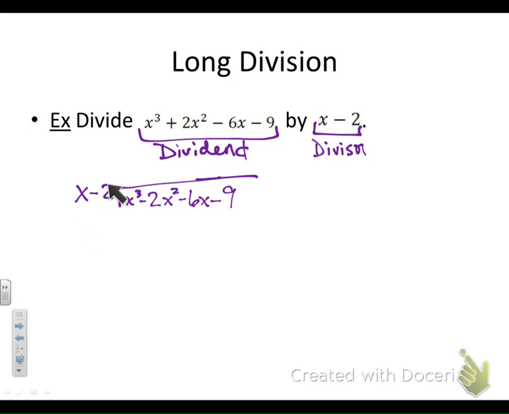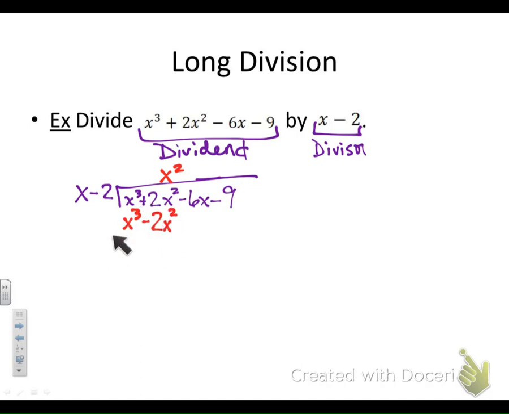I've got to figure out x times what could get me close to x cubed. X squared. And I write it above the x squared term. So I'm going to take x minus 2 and multiply it by x squared. I'm going to have to do a little distribution, taking each of these pieces and multiplying it. So we get x cubed minus 2x squared. There's a typo in the dividend. It was supposed to be a plus 2x squared.